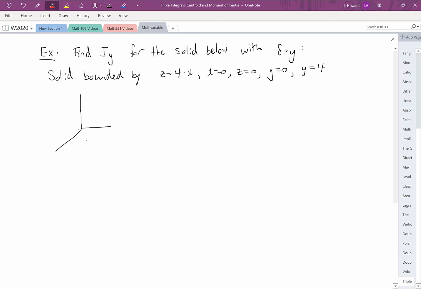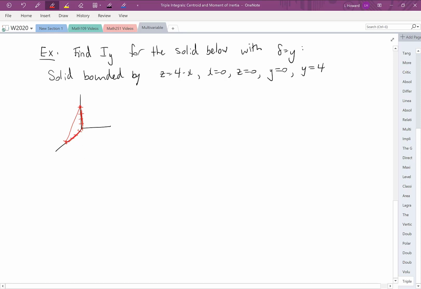z equals 4 minus x. It's going to have x and z intercepts of 4. So I'm just going to draw that as a line for now, but it's really a plane. So there's our z equals 4 minus x. We've got x equals 0 and z equals 0. Okay, so let's draw x equals 0 like that, z equals 0 like that.